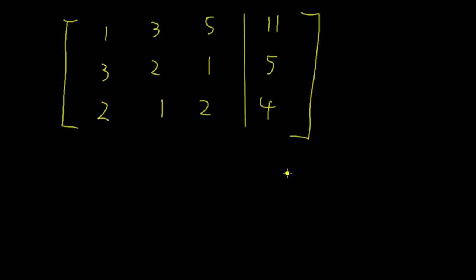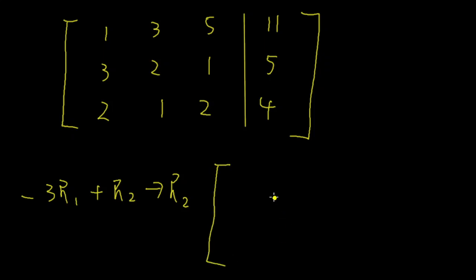Okay, here. First, -3 times row 1, I add to row 2, and of course, I will replace row 2 with that. Let's see how it looks. In this operation, row 1 will not change: 1, 3, 5, 11. Row 2 will change.